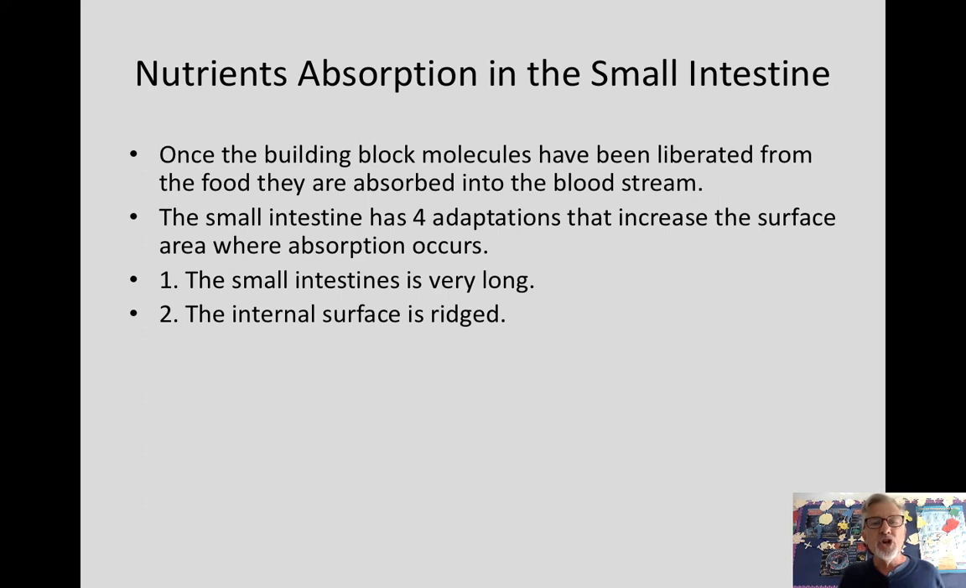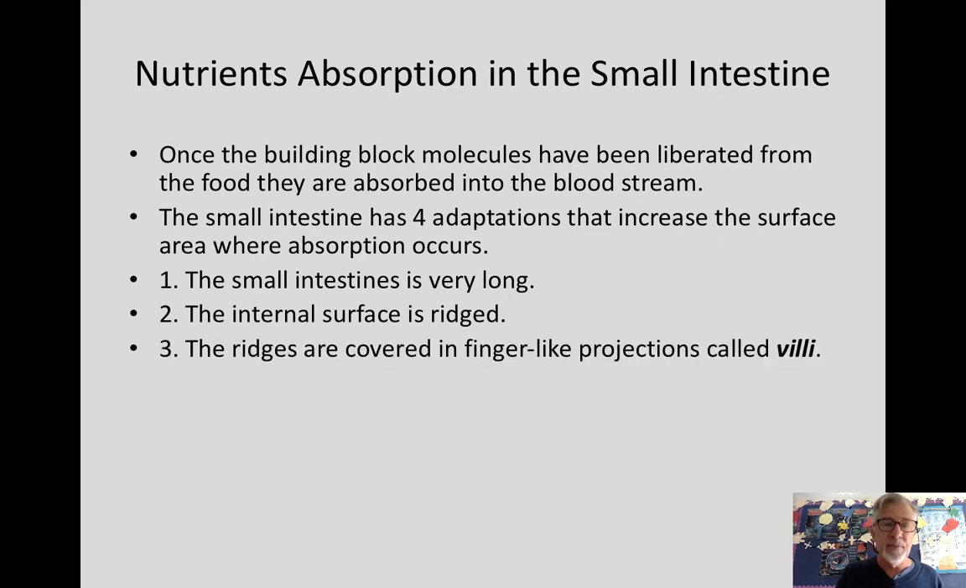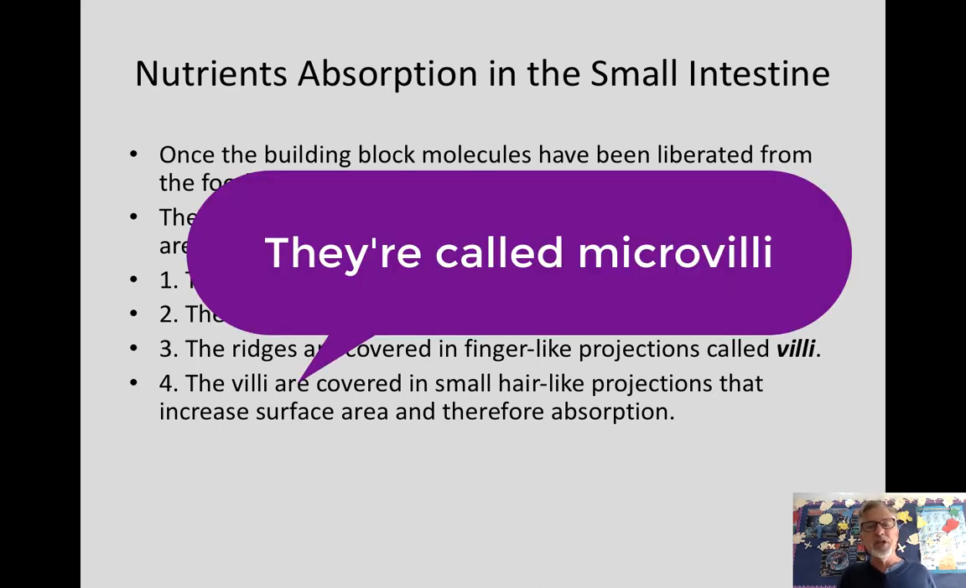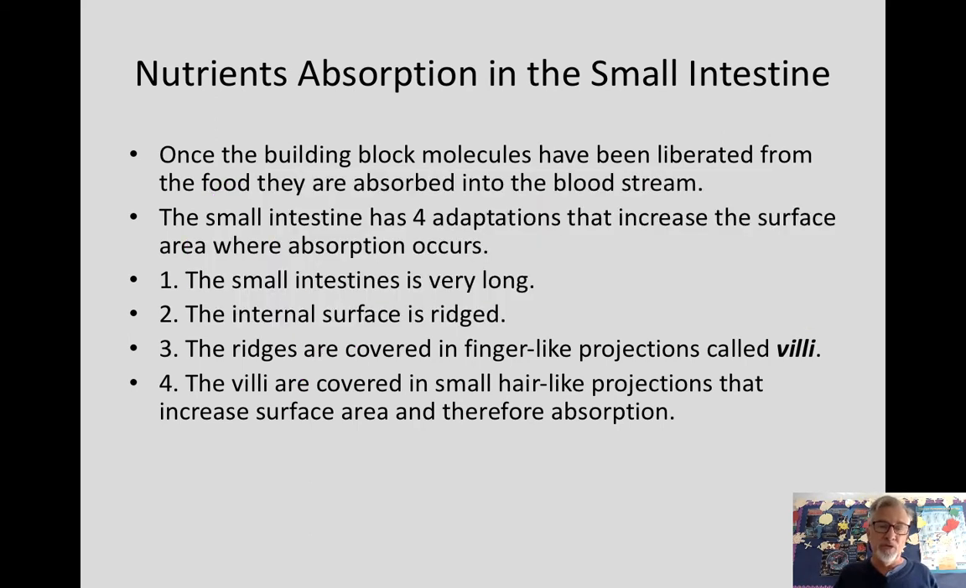Second, the internal surface is ridged, and I'll show you a picture of this in a second. You can think of those as gently rolling hills on the inside of the small intestine, and that has the effect of increasing surface area. Third, the ridges are covered in finger-like projections called villi, which wave through the chyme. And fourth, the villi are covered in small hair-like projections, and these increase the surface area tremendously and create a lot of surface for absorption.